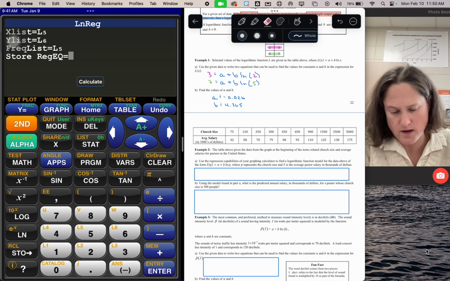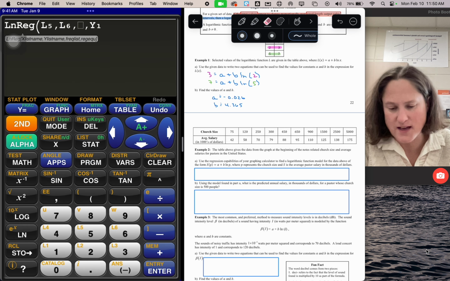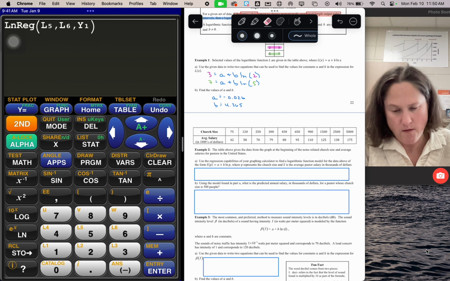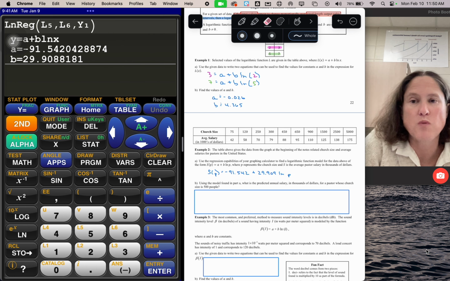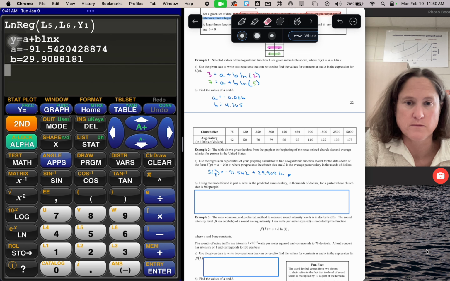Let's just go ahead and try that. For my Y vars, I'm going to store that in my Y1. And because I have that value there, I'm going to delete that. And now I should be able to run it and get this negative 91.542 approximately. And then my B value should be 29.909 times the natural log of P, okay?